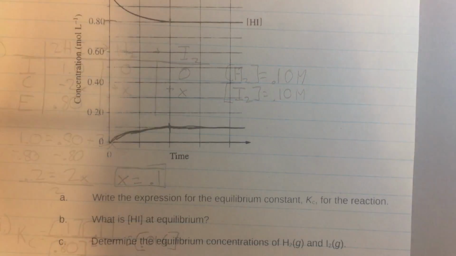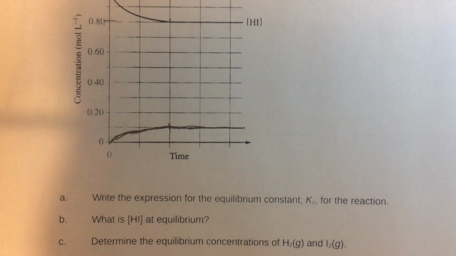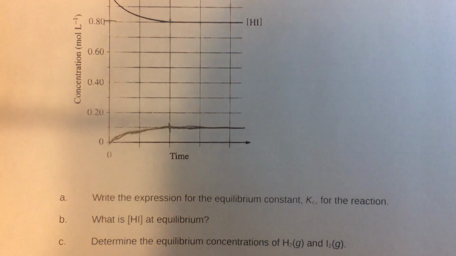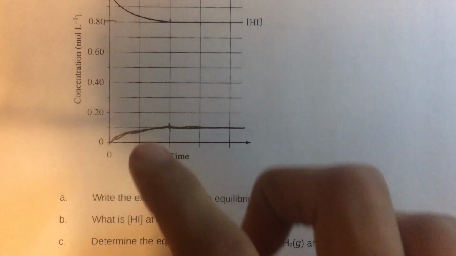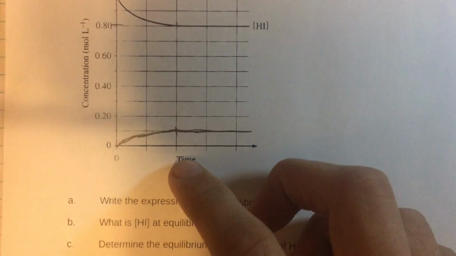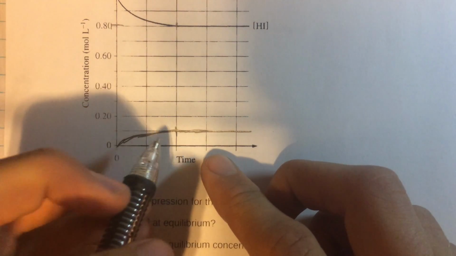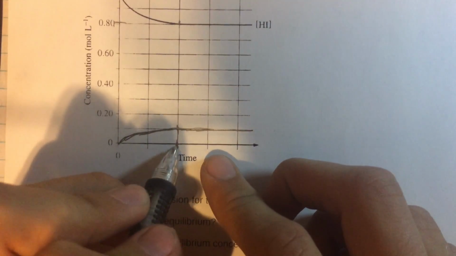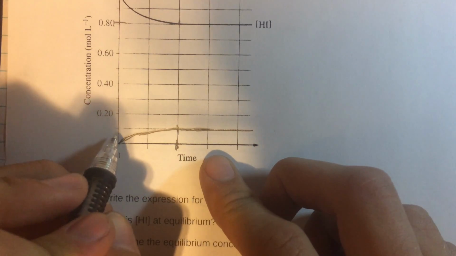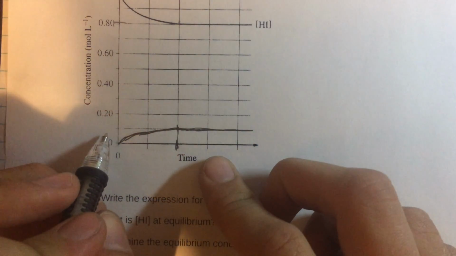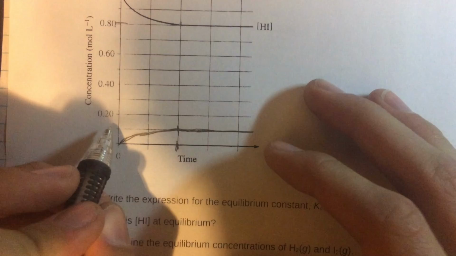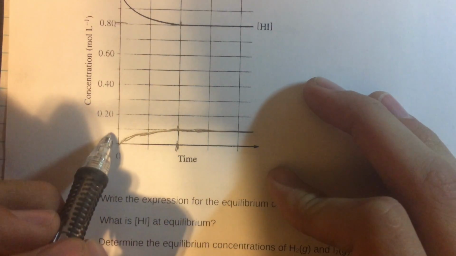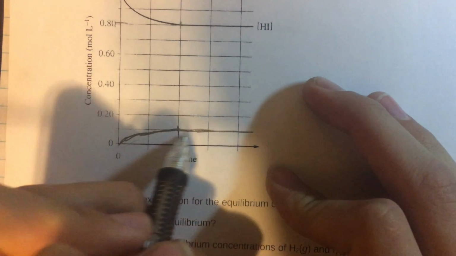molality. Part D asks us to draw the concentration of H2 on the graph. So we know that it becomes equilibrium at 2 seconds, or right here. And the concentration is 0.1, as we found in the other problems. So it would look like this.